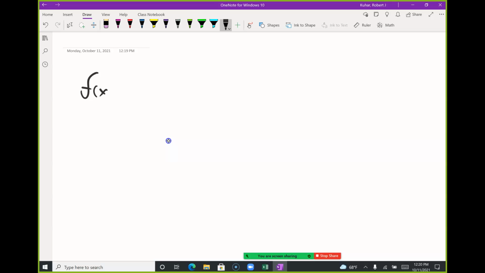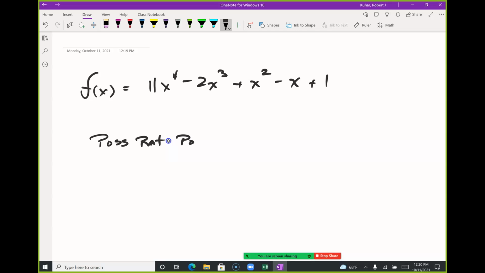So this particular function f of x is 11x to the fourth minus 2x cubed plus x squared minus x plus 1. And we know our possible rational roots come from the plus and minus factors of the constant over the factors of the leading coefficient. Done. That's the theorem. So you can see here that I've got possibly plus or minus 1 or plus or minus 1/11th.